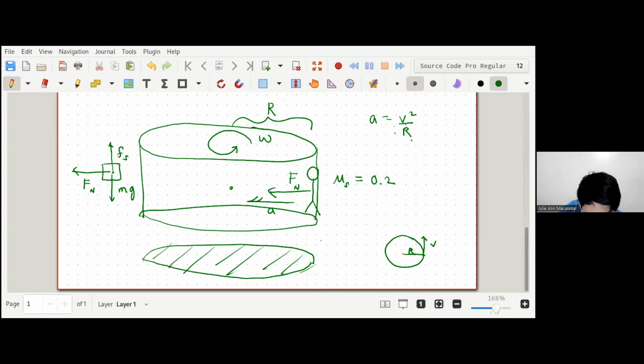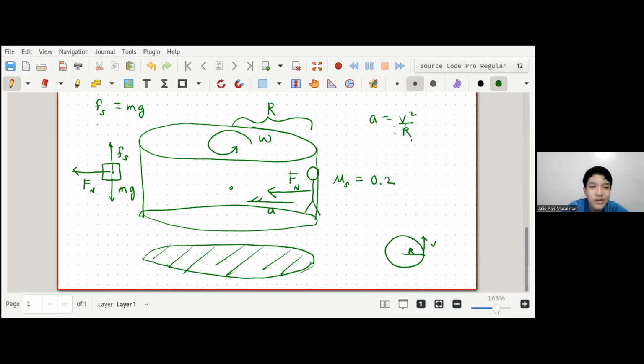Kung ikaw yung designer, gusto natin malaman gaano kalaki dapat yung radius, tapos anong speed. Paano sila related? Wala kang expression dito for v and r separately. Ang gusto lang natin malaman ay, using yung restrictions on static friction, how is v squared over r related to mu s and g kapag hindi siya nagsaslide? Anong inequality yung kailangan i-satisfy? Para hindi mag-slide, Fs is equal to mg.